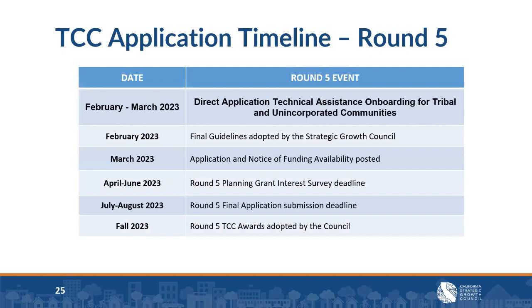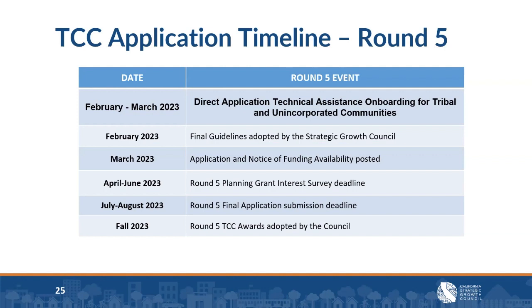Here's a little bit of an overview of the application timeline for the current round, which is round 5. Currently, February through March, direct application technical assistance and onboarding for tribal and unincorporated communities is taking place. And then in February, we'll have the final guidelines adopted by the Strategic Growth Council, as Anna mentioned earlier. Currently, the guidelines are in draft form.